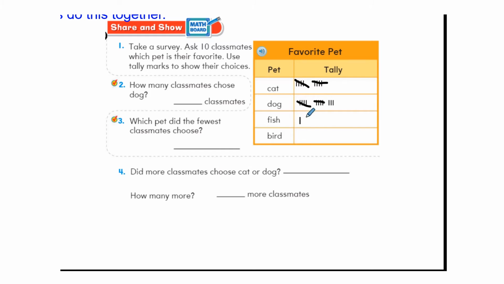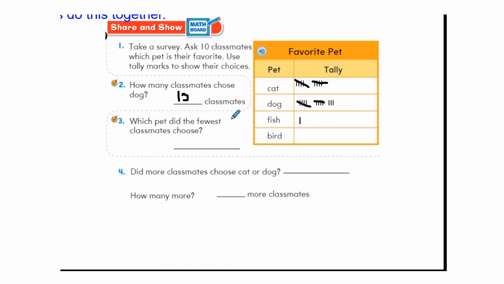How many classmates chose dog as their favorite pet? You can easily see 5, 10. You don't have to count all those little lines. And then plus 10 plus 3 is 13. I can't write very well with this pen, but that's supposed to be a 3.